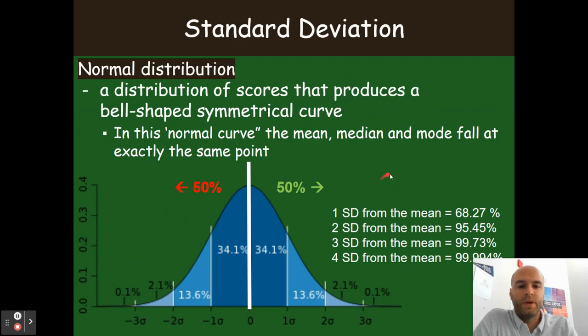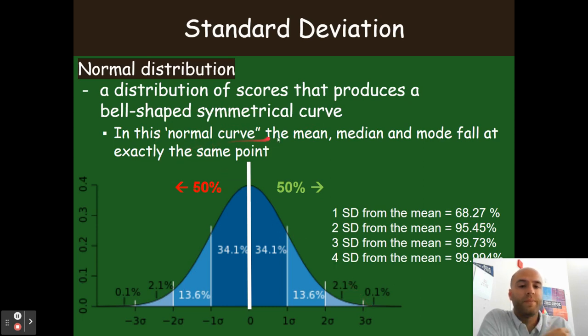So most scores will fall on something called a normal curve or a normal distribution. A distribution of scores that produces a bell-shaped symmetrical curve. This is what we call a normal curve. You're going to see a ton of these in AP Psych. Okay.